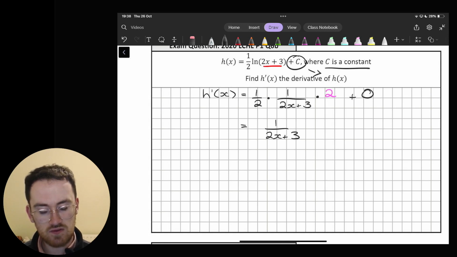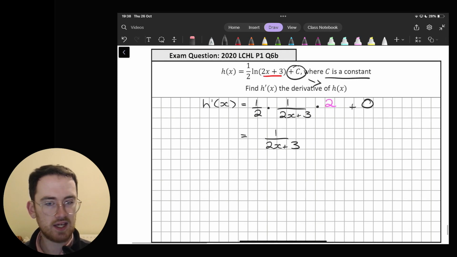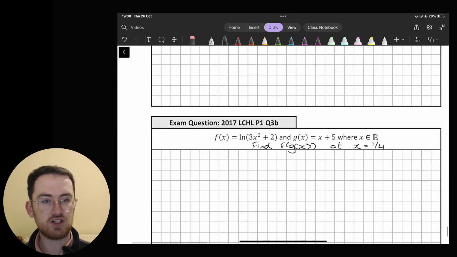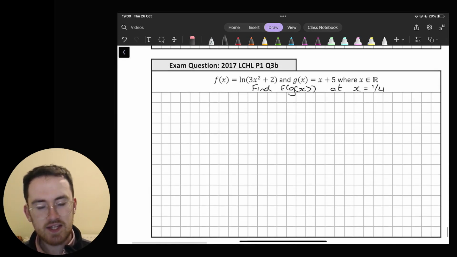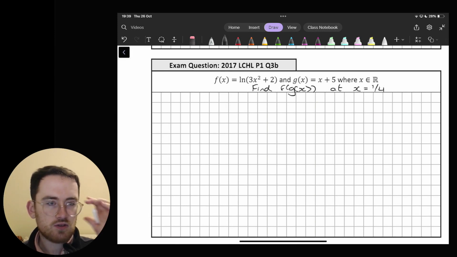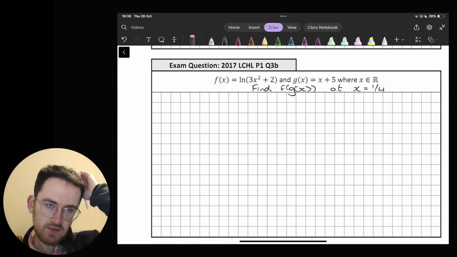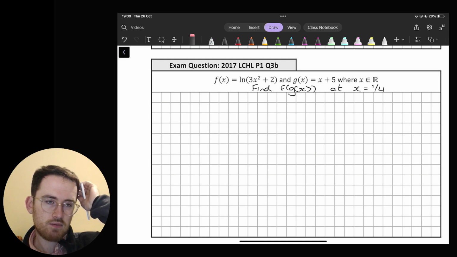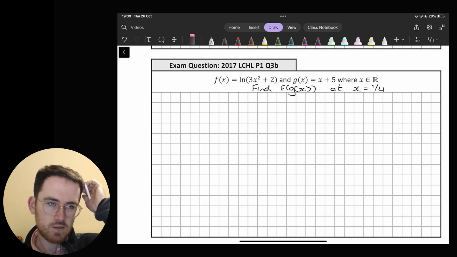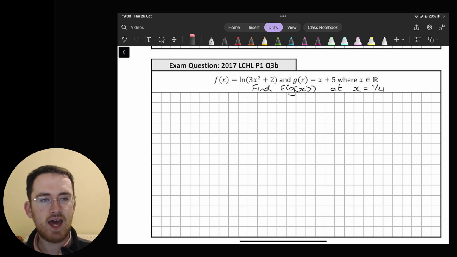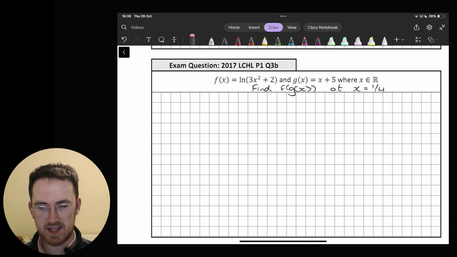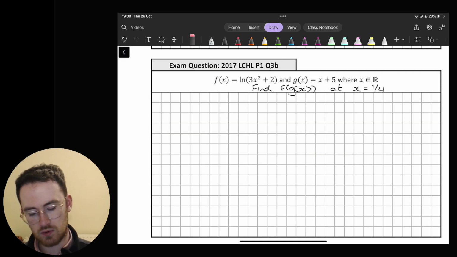Okay, that was just the first part of a question, so presumably it continued on and required you to do a little bit more. The next question here, I seem to have missed off the actual question, so I've just written in first here. f of x is ln of 3x squared plus 2, and g of x is equal to x plus 5, and we want to find f of g of x at x equals a quarter. So we've kind of two elements going on here at the same time. So we're just going to take it step by step as best we can to make sure that we can work the whole thing out.